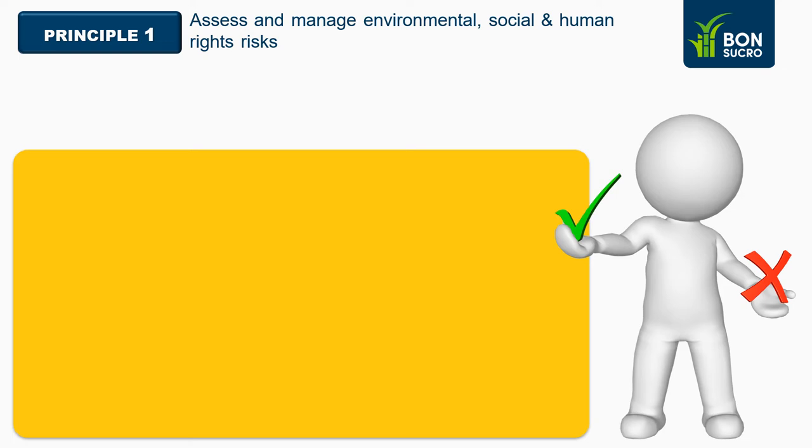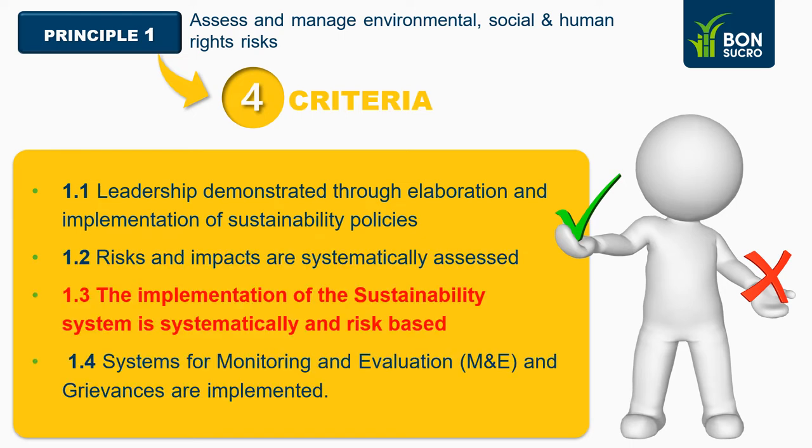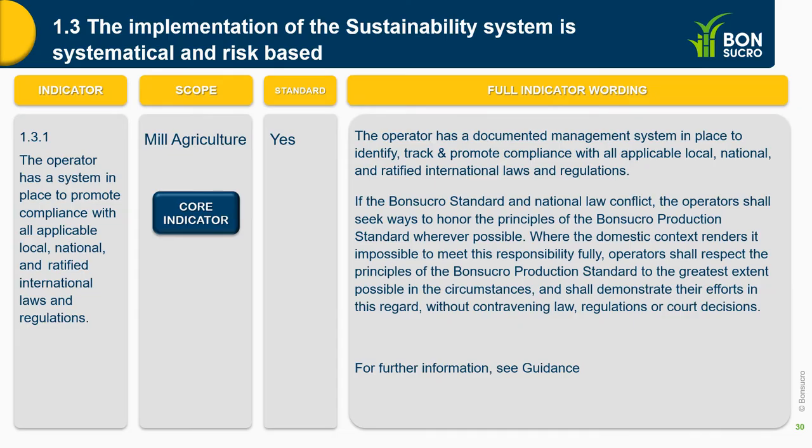Now we pass to the third criterion. The implementation of the sustainability system is systematic and risk-based. The first indicator of this criterion, 1.3.1: the operator has a system in place to promote compliance with all applicable local, national, and ratified international laws and regulations. This is a core indicator for mill and agriculture in the unit of certification. And it's important that the operator has a documented management system in place to identify, track, and promote compliance with all applicable local, national, and ratified international laws and regulations. We'll see after how this system works.